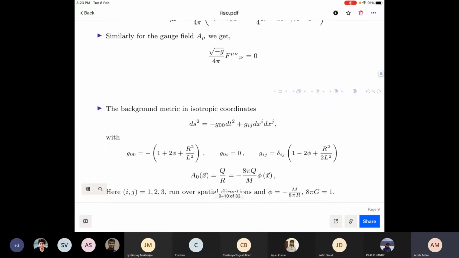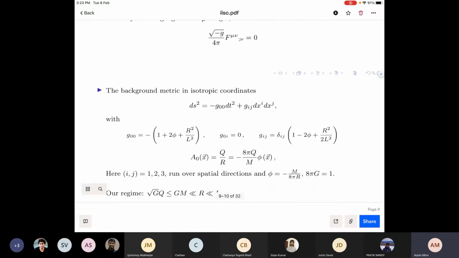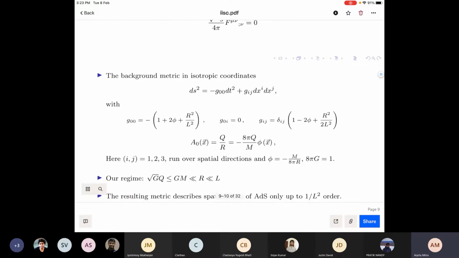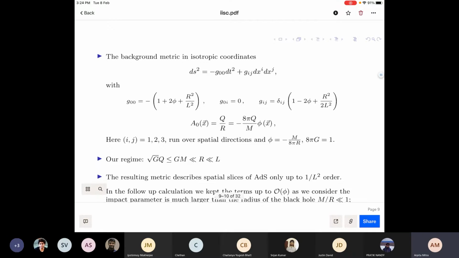So for help in computation, we consider our background metric in isotropic coordinates. In isotropic coordinates, the temporal component G00 takes this form and the Gij takes this form, and the zeroth component of the gauge field is A0, which goes like Q by R. There are two perturbative parameters. One is the capital mass M, which we will rewrite in terms of phi, and the other perturbative parameter is 1 by L square, or the capital lambda, that is like the cosmological constant.